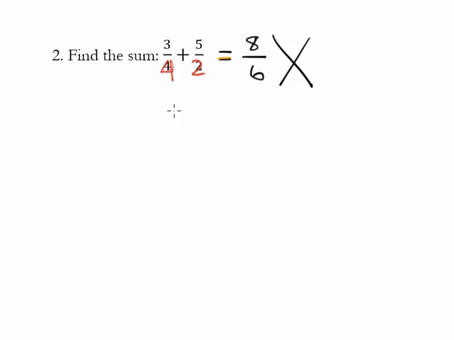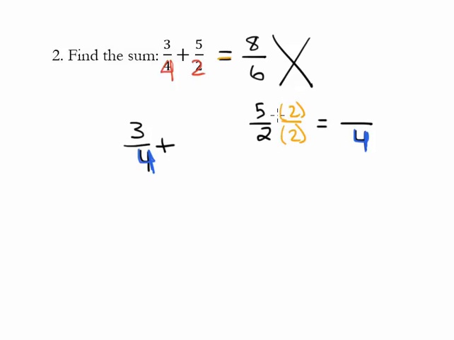Now in this case, it's pretty straightforward. I have 3/4 and I'm adding 5/2. If I want to change that into fourths, which I do, because then I would have the same denominator, this is my goal. To change a 2 to a 4, it's pretty easy. I just multiply by 2, on the bottom and the top. We're basically multiplying by 1 again. So 2 times 2 is 4, 5 times 2 is 10.